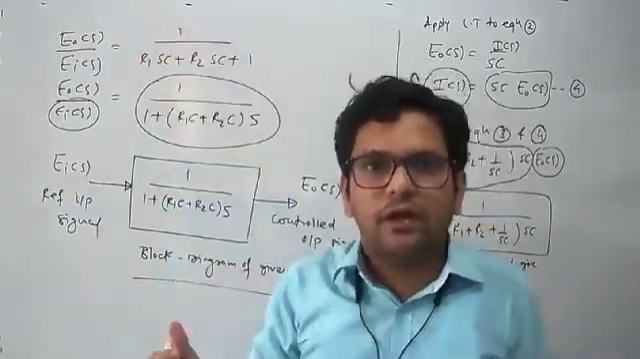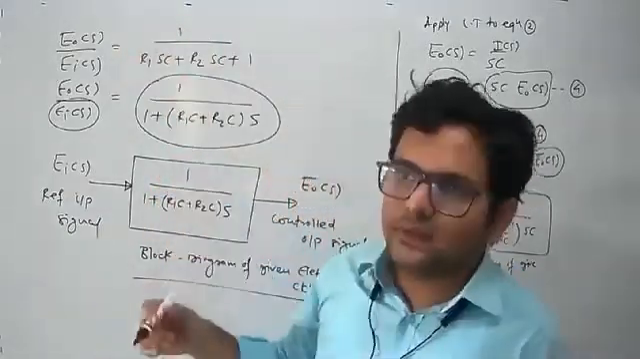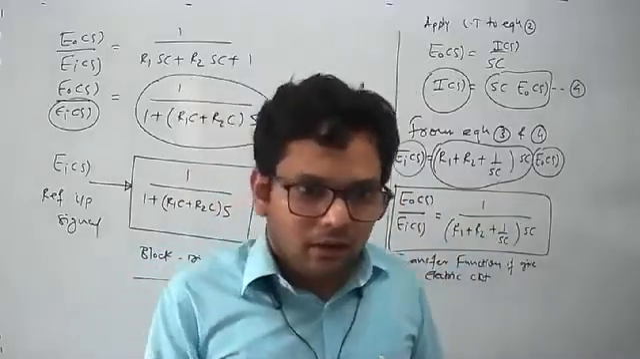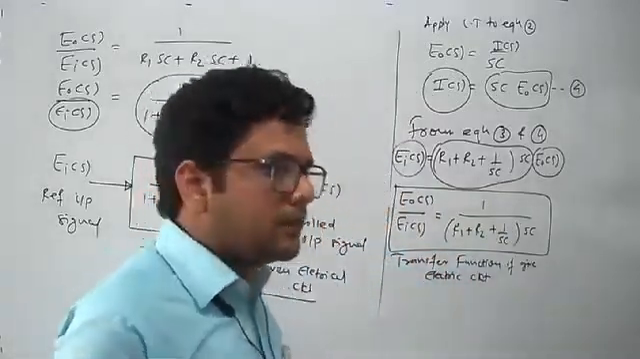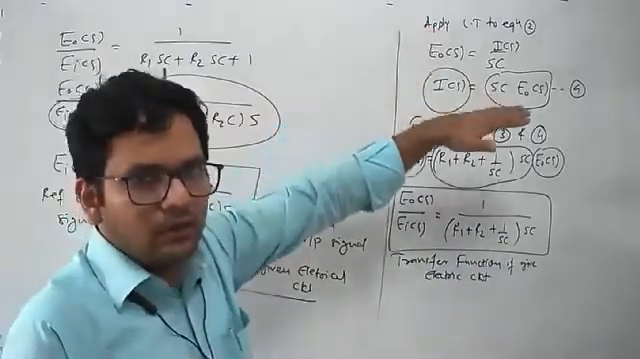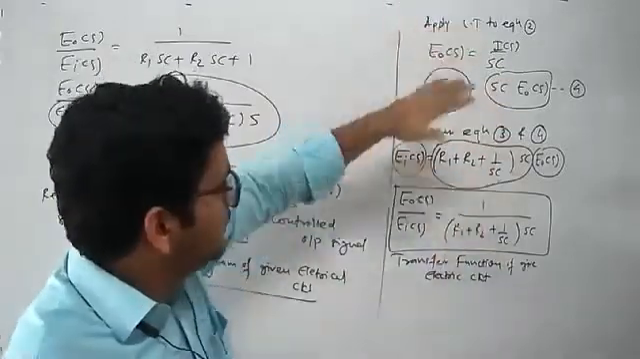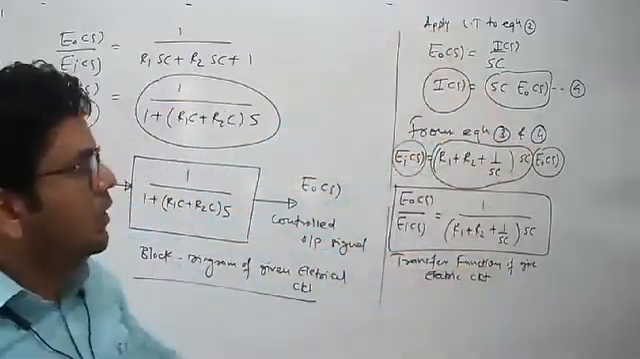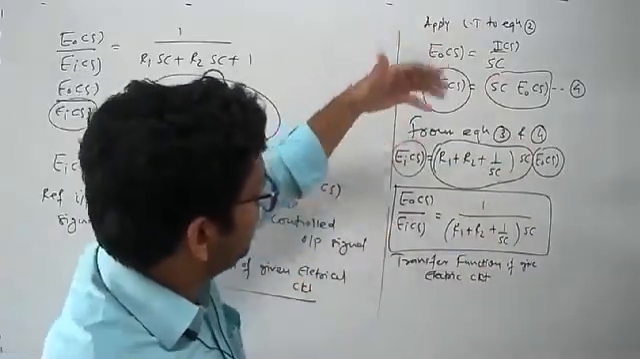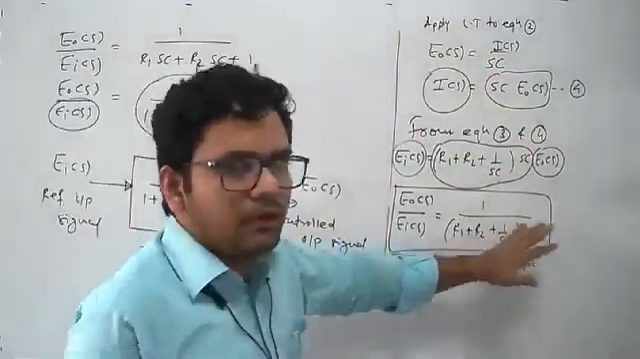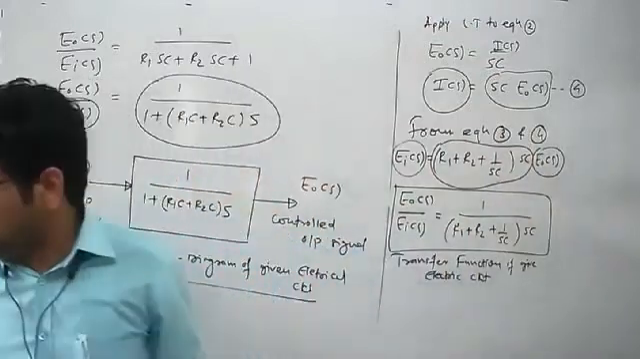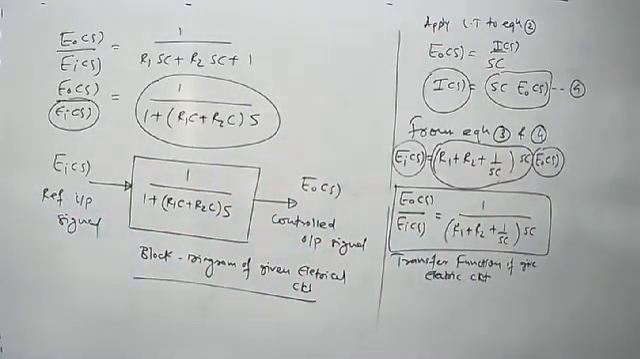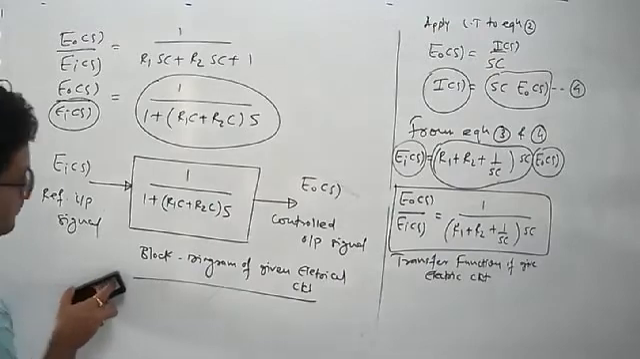Then third, we need to define output and input, but in this case output and input are by default given or mentioned in the numerical itself. That's why we have skipped that step, and then directly we need to apply step number 4 where we need to find out the ratio of output by input, which is nothing but your transfer function. So in this way we can have the flexibility to solve the numerical on this topic.